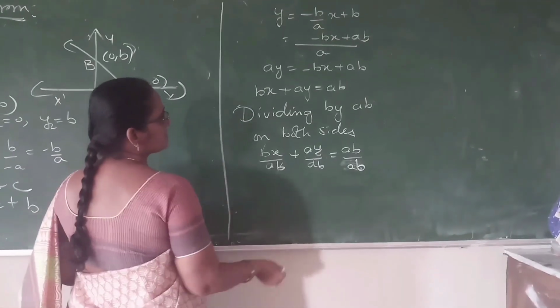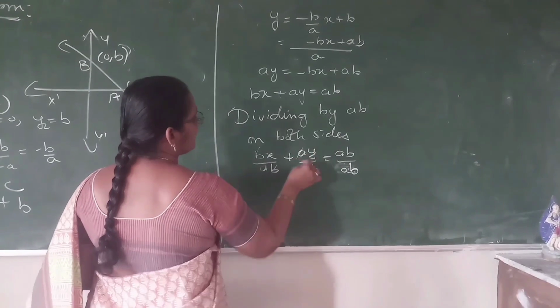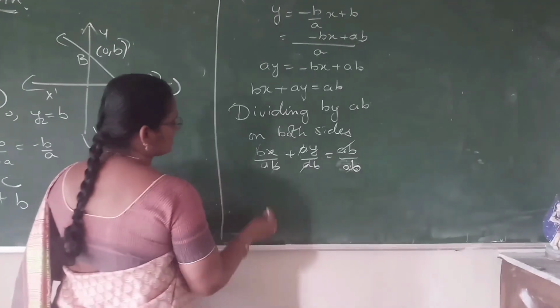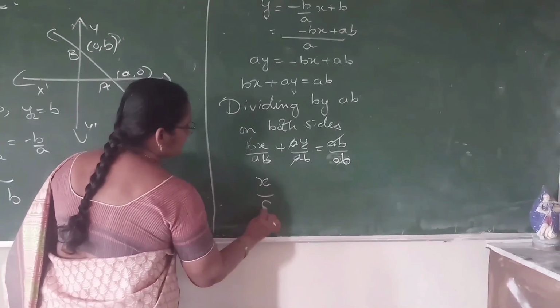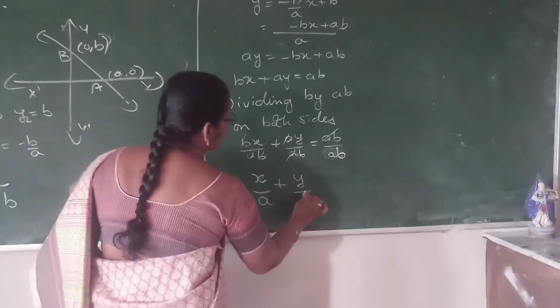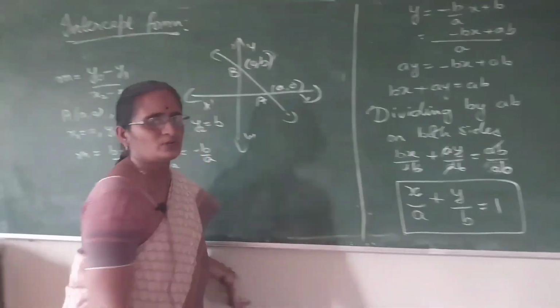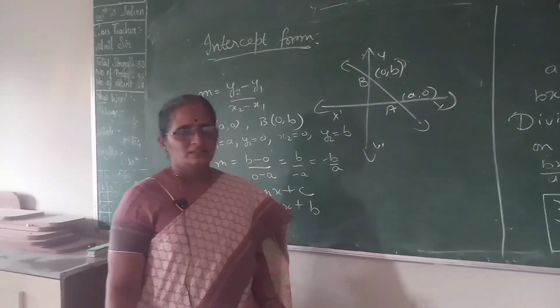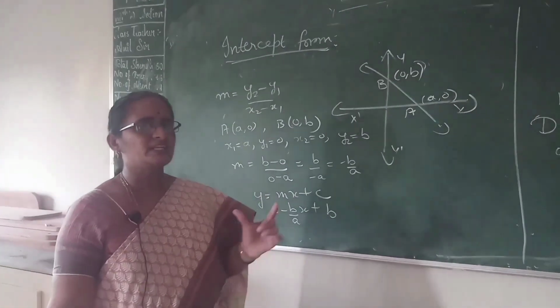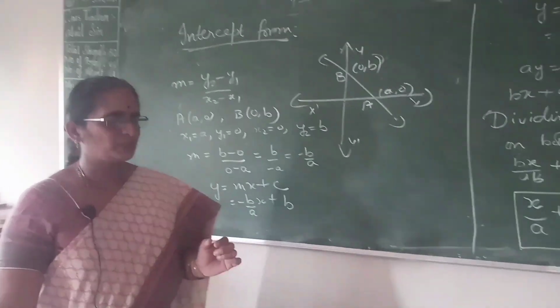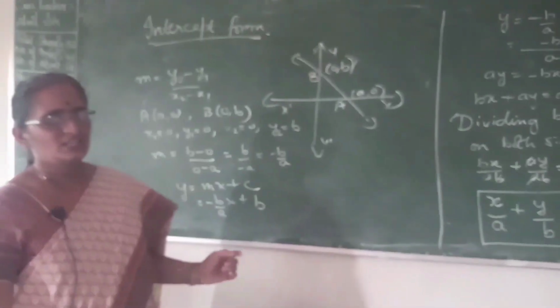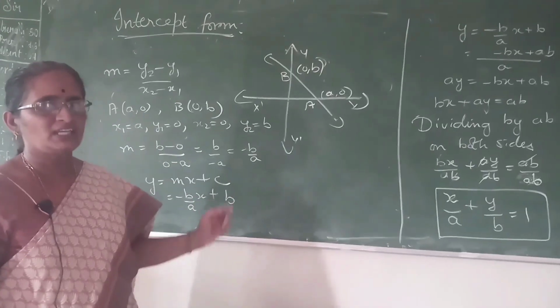Now, bb gets cancelled, aa gets cancelled, ab gets cancelled. So, what you are having here is x by a plus y by b equal to 1. This is intercept form. In the before topic what we have learned? Slope intercept form, that is y is equal to mx plus c. Here only intercept. So, x by a plus y by b equal to 1.